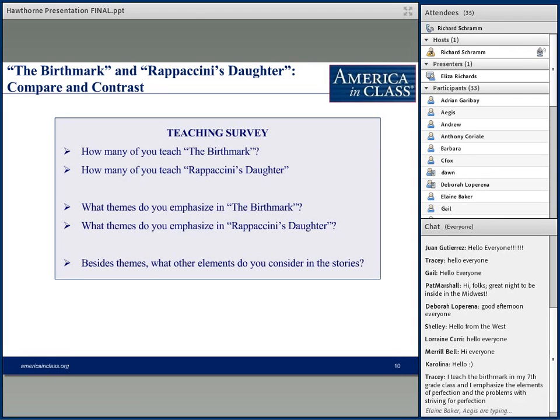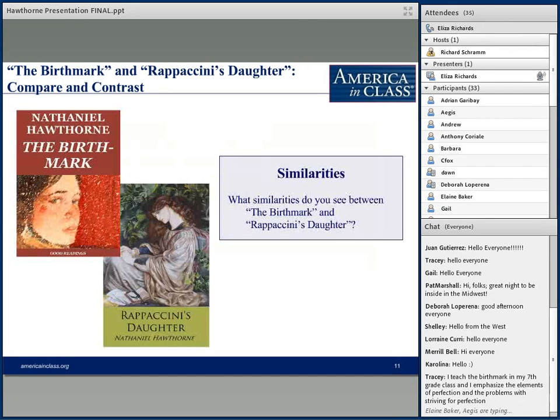Tracy: I teach The Birthmark in my seventh grade class, and I emphasize the elements of perfection and the problems with striving for perfection. Yes, undoubtedly a great problem among seventh graders. Yeah, that's one of the central problems in the story, isn't it? Anyone else? We've got another person typing here, I can see on the board. Let's see what more we get.